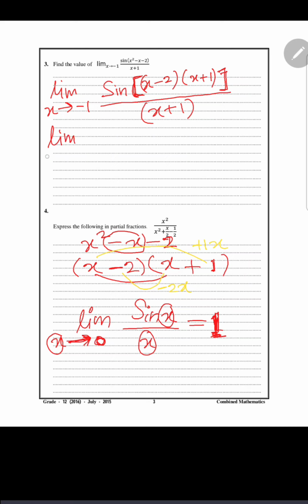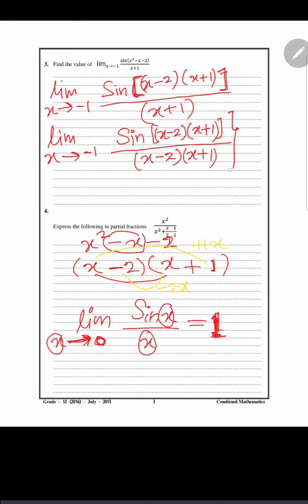But I don't have that product in the denominator. I have only x plus 1. So I have to introduce x minus 2 in the denominator in order to have the same angle. What is missing? x minus 2 is missing. So I have introduced x minus 2.